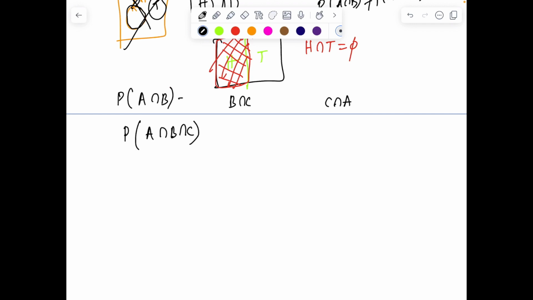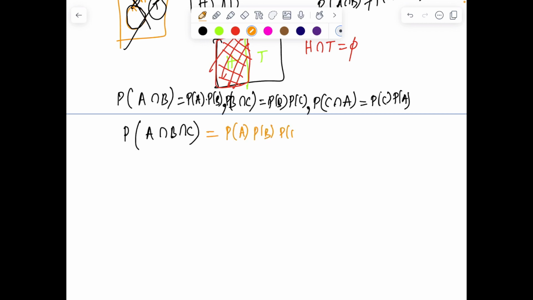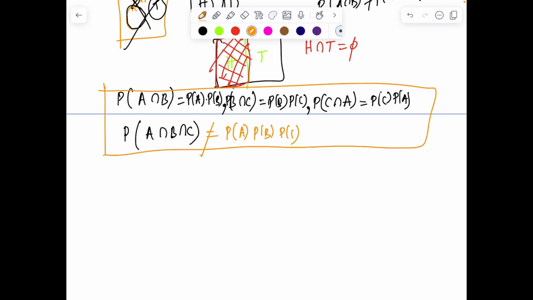For example, P(A intersection B) will be P(A) into P(B). P(B intersection C) will be P(B) into P(C). P(C intersection A) will be P(C) into P(A) if they are pairwise independent. But that does not guarantee P(A intersection B intersection C) will also be P(A) into P(B) into P(C). It means even all 3 of them can be dependent, still 2 of them can be independent.